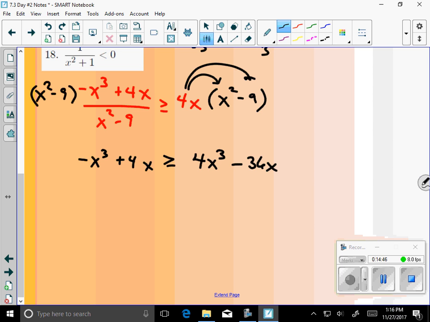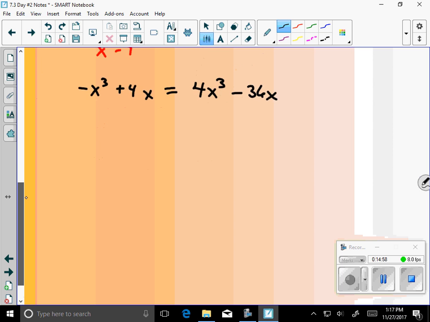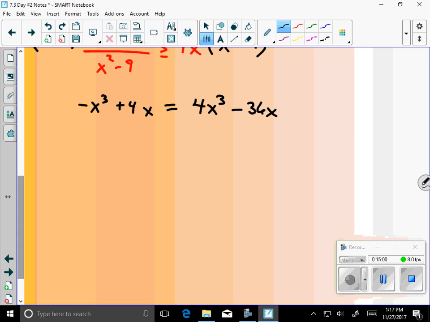Now I'm looking for those points where they would equal, right? I could write this as an inequality, but really what I want to do is find out where they're equal. Those will be my other points that I'm going to test around. So this is going to be kind of fun. I got myself a cubic and a linear term, so I'm going to bring everything to the right. That would be 5x cubed, and if I bring this 4 over, I'm going to get a negative 40x.